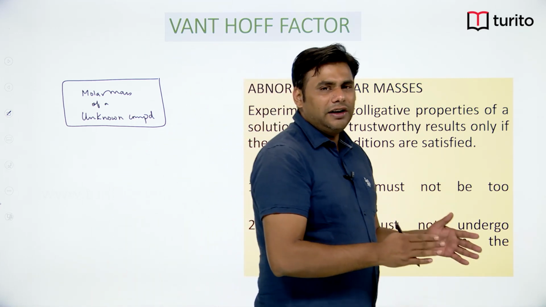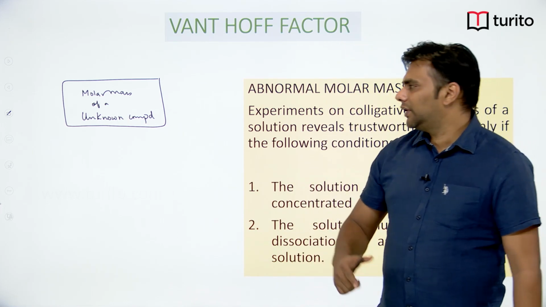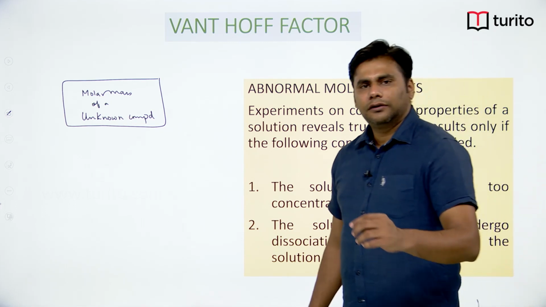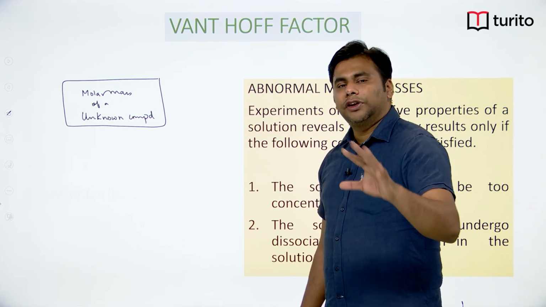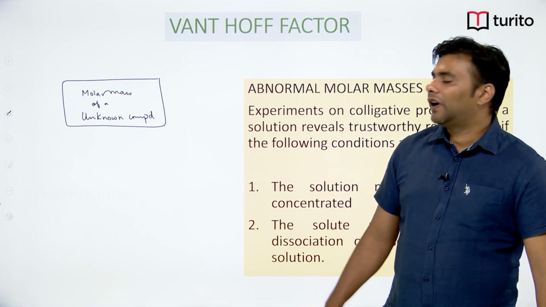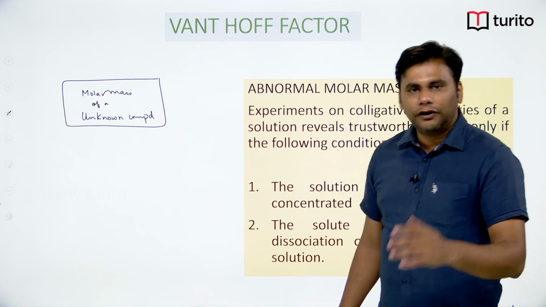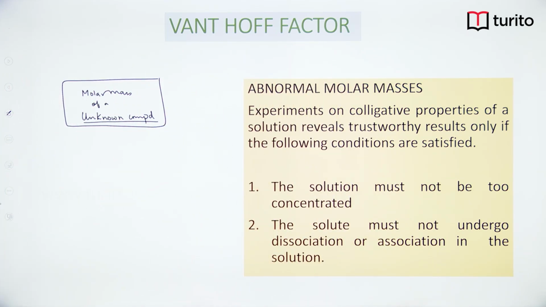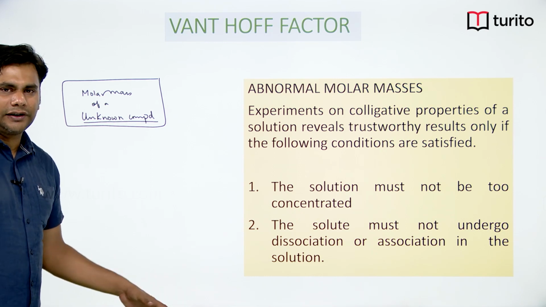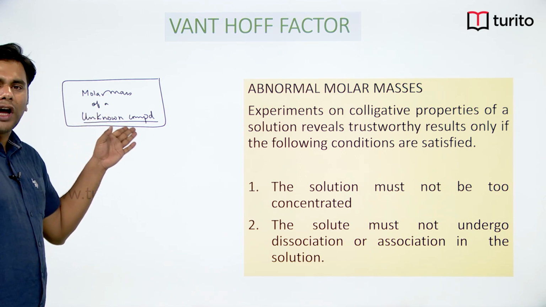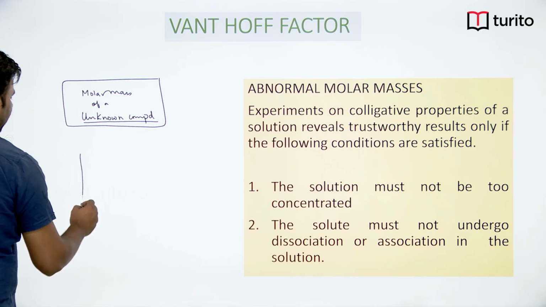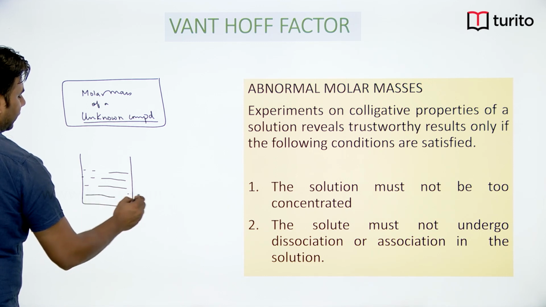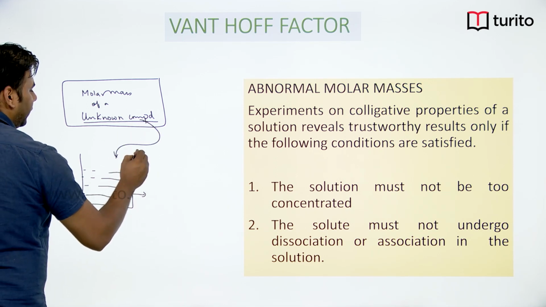But generally relative lowering of vapor pressure is not a good method to find the molar mass of an unknown compound. Similarly, elevation in boiling point and depression in freezing point are also not good techniques to find the molar mass of an unknown compound. So what do we do in the lab? Suppose we want to find the molar mass of an unknown compound which we formed in a reaction. We'll dissolve this in a solvent.